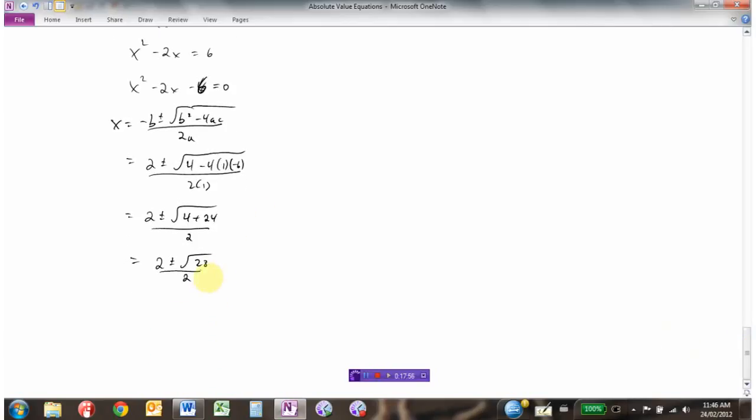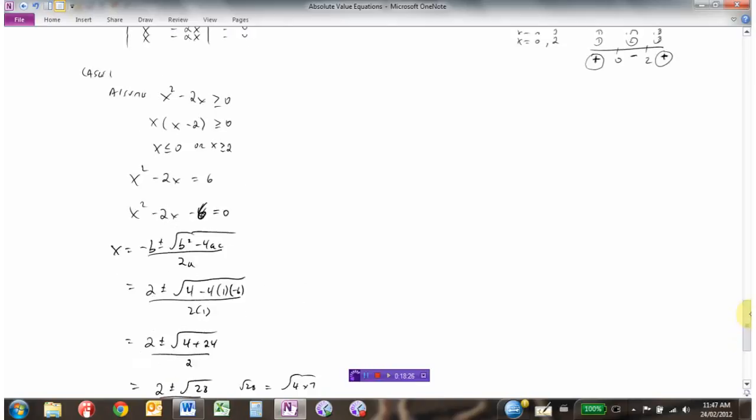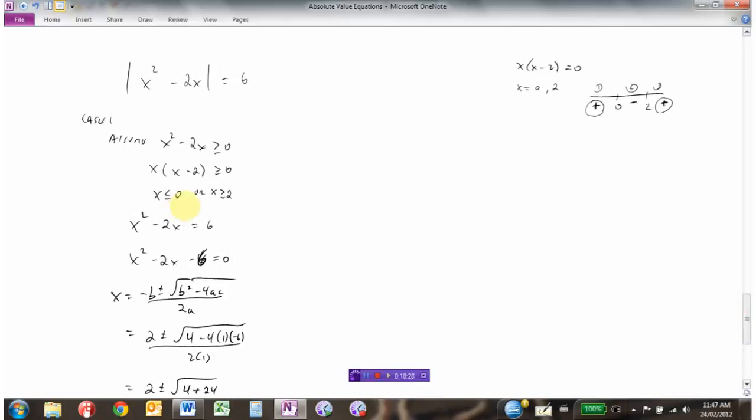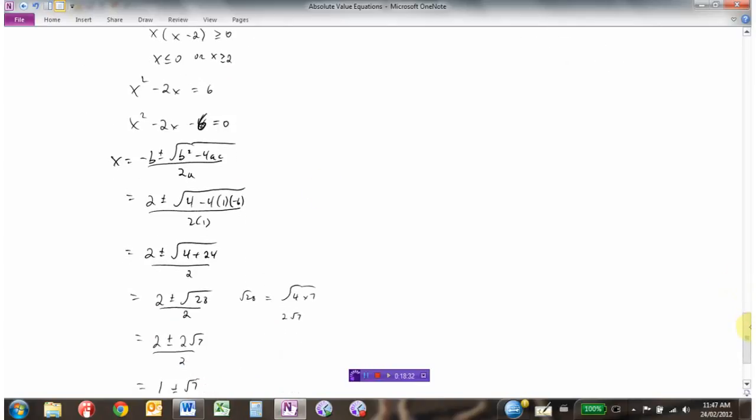So carrying on with the quadratic formula, I get 2 plus or minus, now the square root of 28, I can write that as the square root of 4 times 7. So that's 2 root 7, all divided by 2. So this becomes 1 plus or minus root 7, because 2 divided by 2 is 1, so 1 plus or minus root 7. So let's see, I can take any answers as long as they're less than or equal to 0 or greater than or equal to 2.